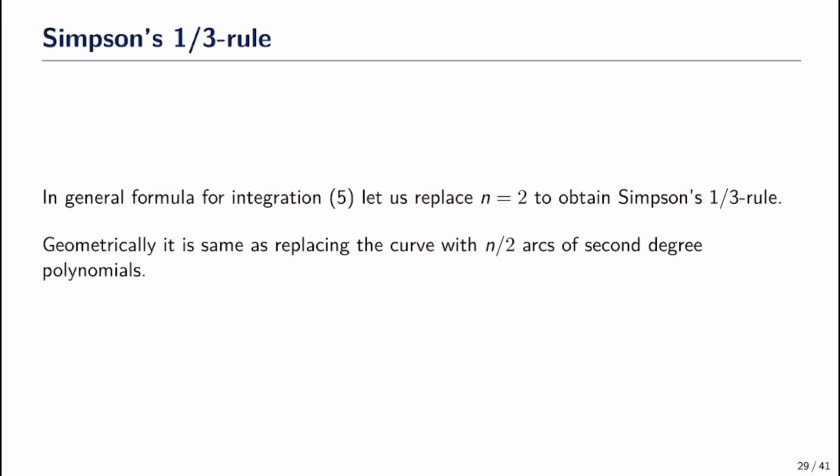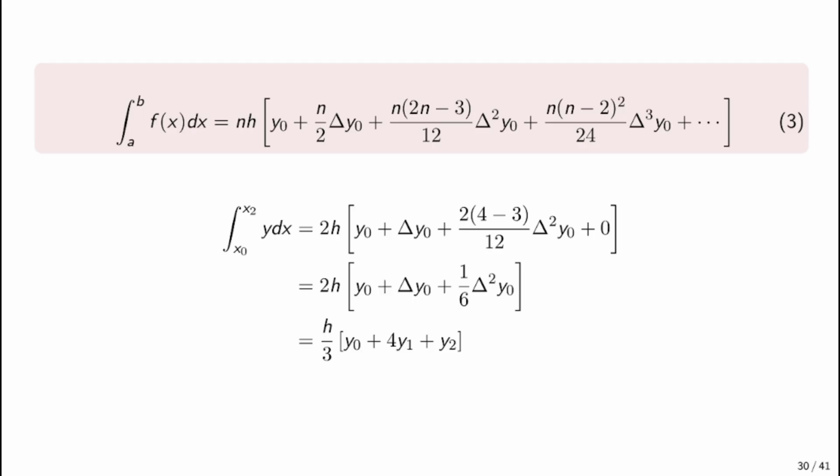Now let us see what we will do in Simpson's 1/3 rule. In the general formula which we have already derived, we will replace n with 2 to obtain Simpson's 1/3 rule. So the integral from a to b of f of x dx is nh times y naught plus n by 2 del y naught plus n into n minus 3 by 12 del square y naught plus n into n minus 2 whole square by 24 del cube y naught and so on. In that formula, we'll replace n with 2.